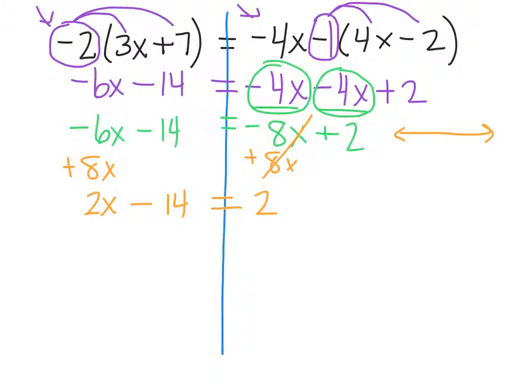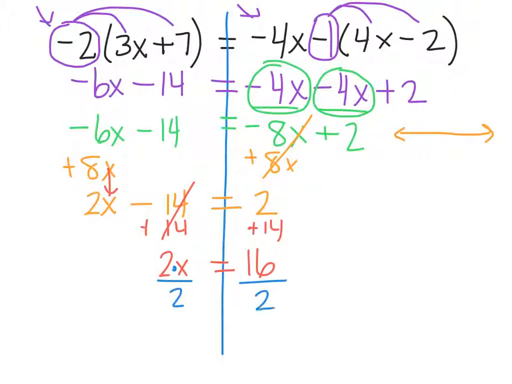All right, so now we have just a regular two-step equation, so we want to get our x alone, so we're going to move away what's furthest from the variable first. So I'm going to get rid of the minus 14 by adding 14 to both sides. So we get 2x equals 2 plus 14 is 16. And then the final step would be to undo this multiplication by dividing both sides by 2. So x equals 8. So there is our solution.